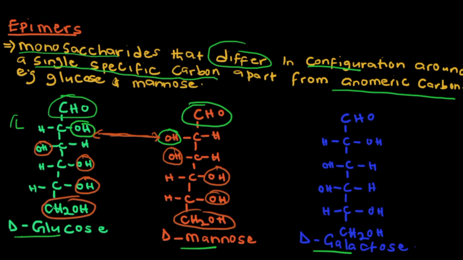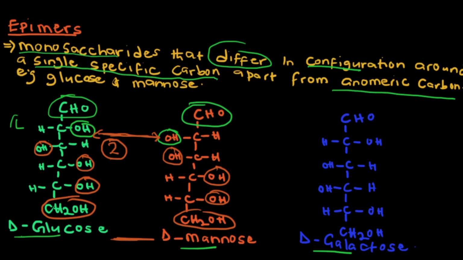So that means the only position where these two sugars differ in their configuration is in carbon number 2. That means glucose and mannose are epimers at carbon number 2. That is just what epimers are: sugars that differ in configuration around a single specific carbon.